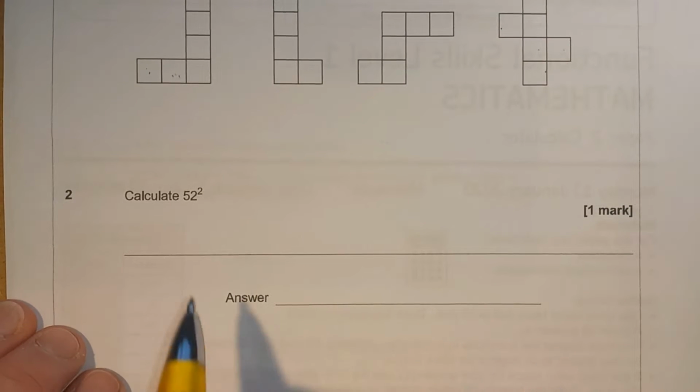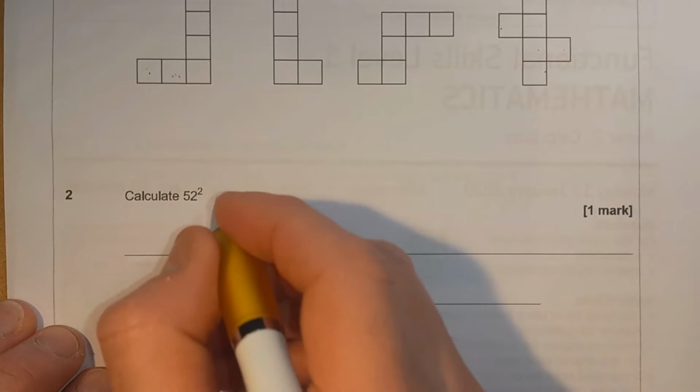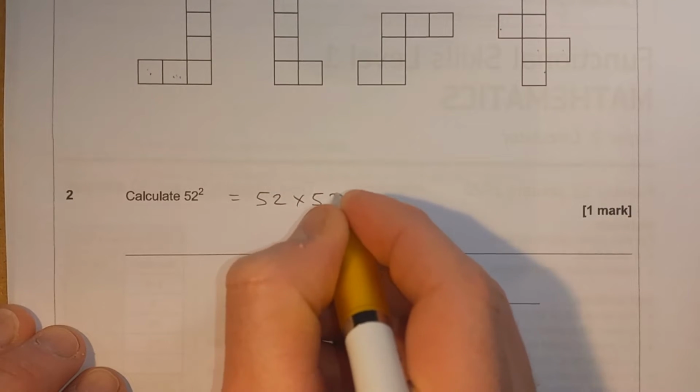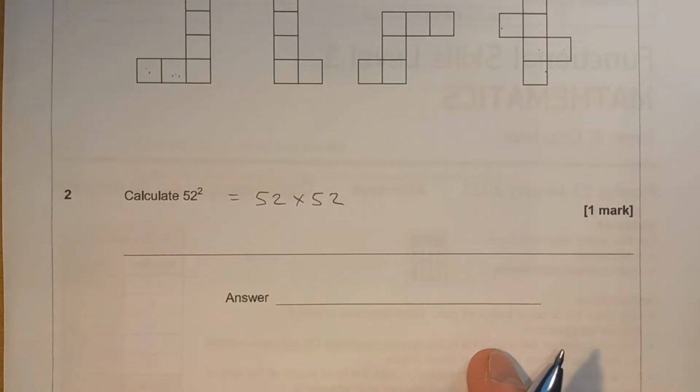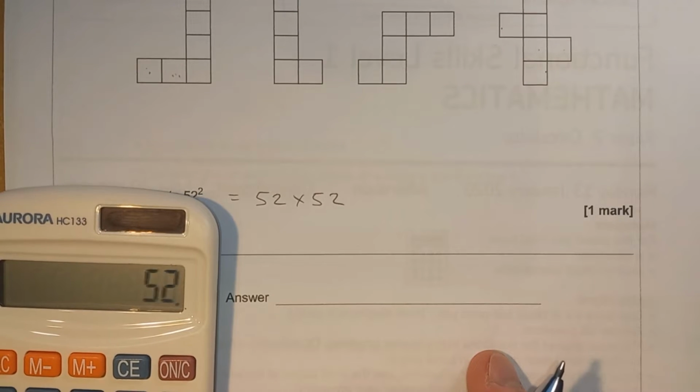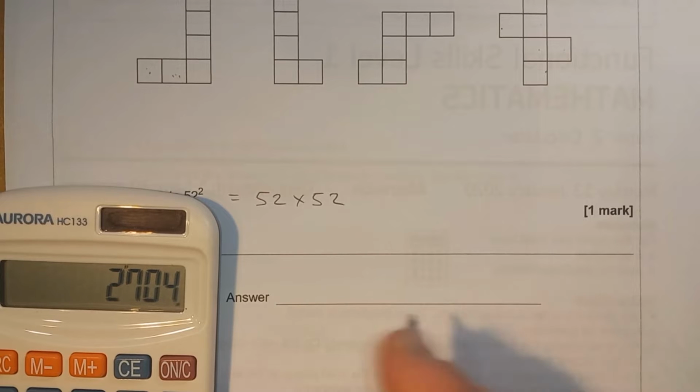Question 2, 52 squared. Well, 52 squared means 52 times 52. And before you start working that out, remind yourself this is the calculator section, so we can just type it in.